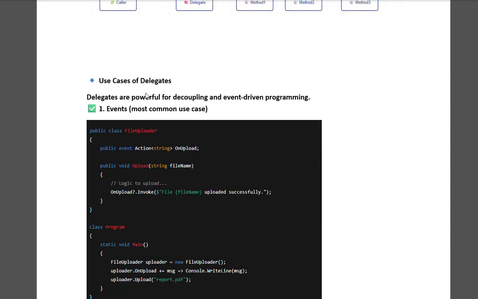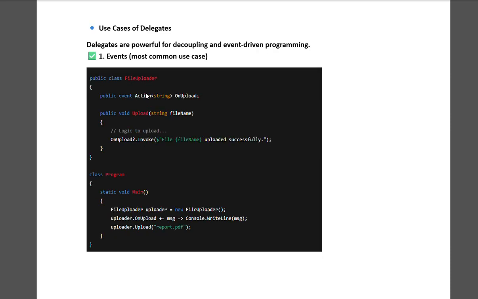Next, we will look into the use cases of delegates. Delegates are powerful for decoupling and event-driven programming. The most common use case is events. Events are an abstraction over delegates. Here we can see a simple example of an Action delegate used as event execution. Here you can see on upload. So we are using this.